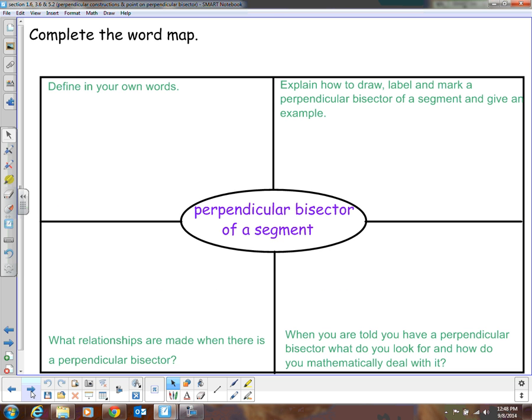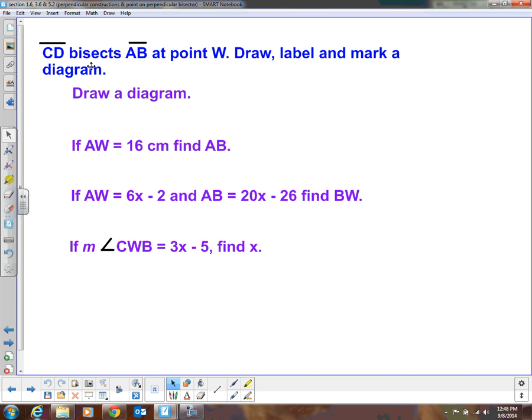So what I want to do now is take the information that you just learned and put it all together and show you how we're going to use it for algebra. So we have segment CD bisects segment AB at point W. The first most important thing that you will do is draw, label, and mark. So we have a segment CD. It's bisecting AB, and it's doing so at point W.